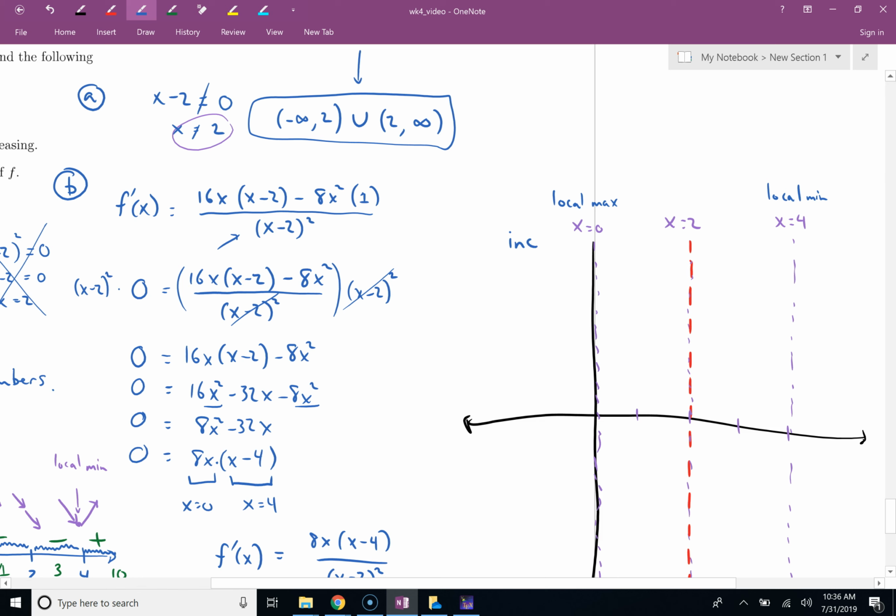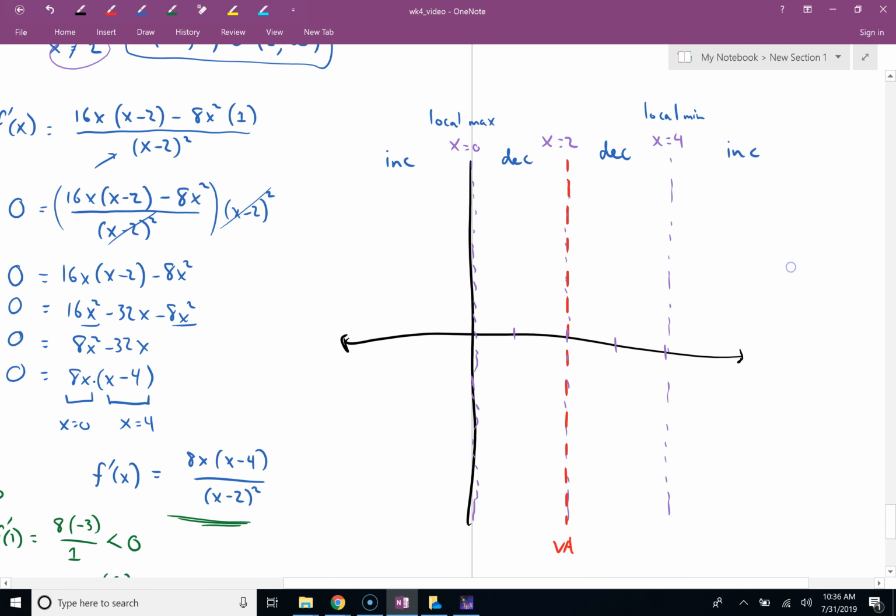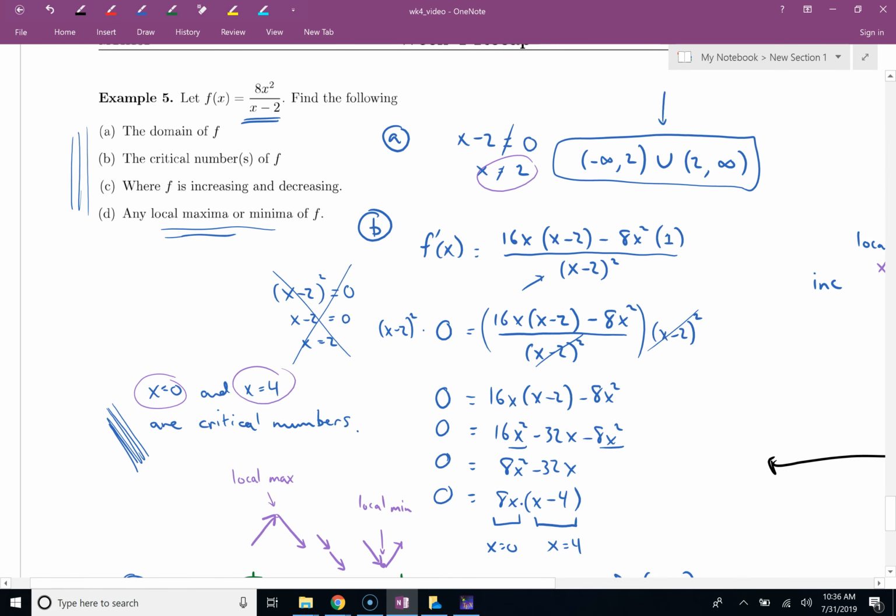And then from 0 to 2, we have decreasing. From 2 to 4, we also have decreasing. And then after 4 and kind of forevermore, we have increasing. All right. Lastly, usually I like to find one point to pin this all to, at least. Sometimes you see problems where it explicitly says find the vertical intercept or horizontal intercept. In this case, it doesn't say that.